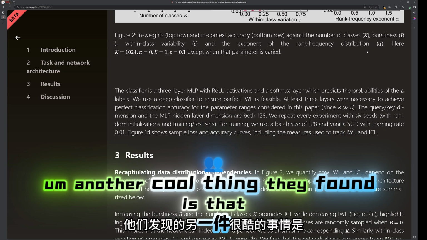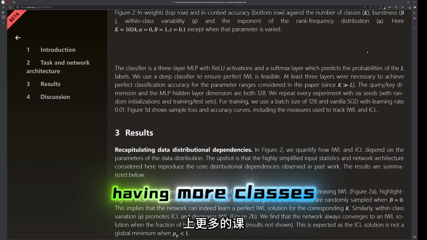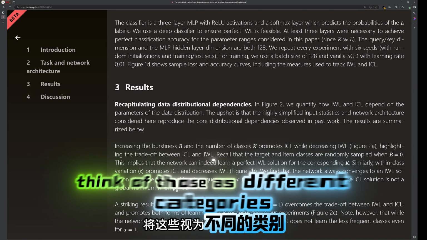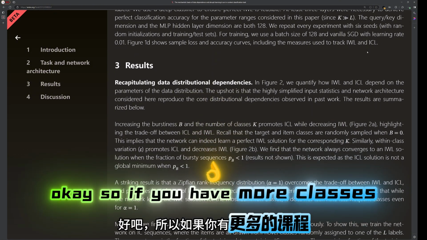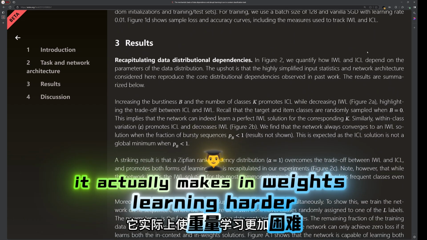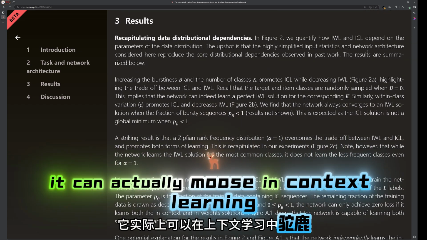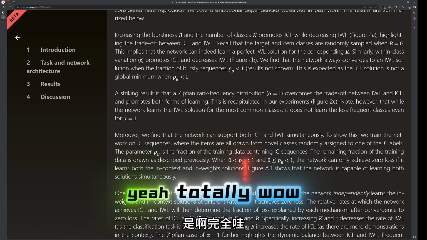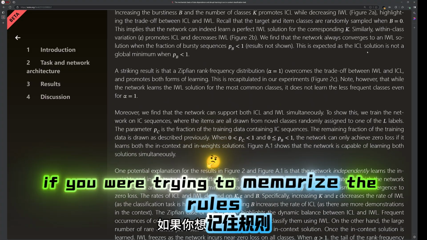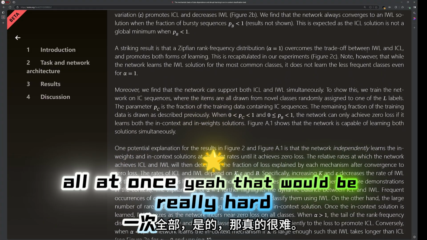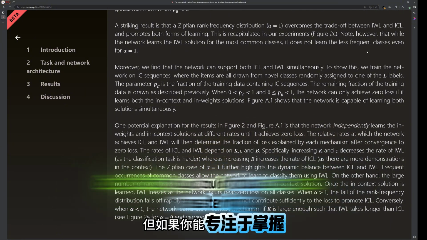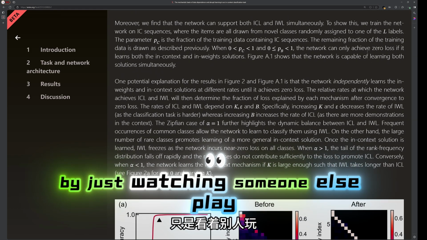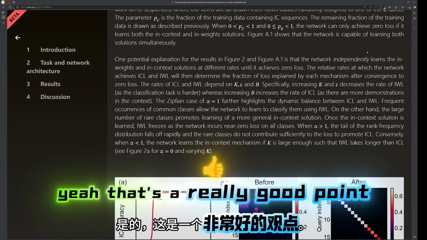Another cool thing they found was that having more classes. Think of those as different categories or types of things to learn. If you have more classes, it actually makes in-weights learning harder, but it can actually boost in-context learning. So that's like the opposite. Totally. It's like if you were trying to memorize the rules for a bunch of different board games all at once, that would be really hard. But if you could focus on mastering just one game at a time by just watching someone else play, that would be way easier.